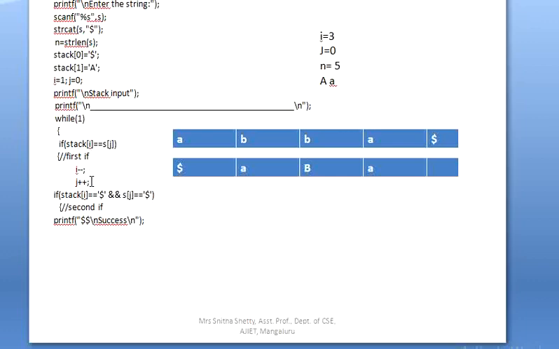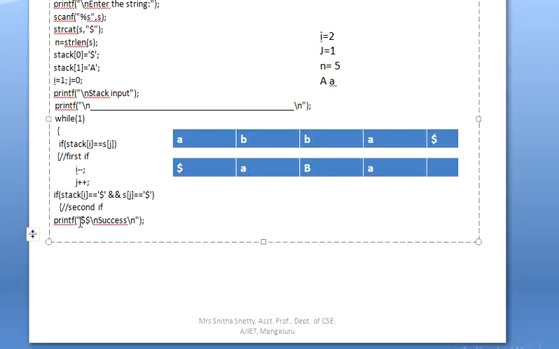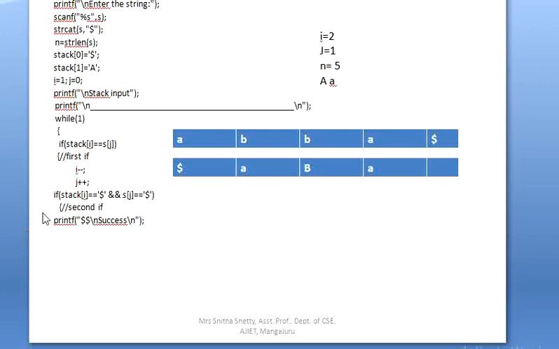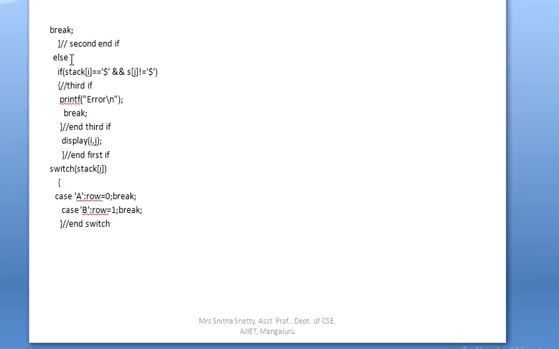Now you need to do two things, I minus minus and j plus plus. So I minus minus means your I becomes 2. And j increments, j becomes 1. I equal to 2 and j equal to 1. Now check the condition: if stack of 2 is equal to $. Stack of 2 is not $, and s of 1 is also not $. So I am not executing the second if, I am skipping it. This is the end of the second if.